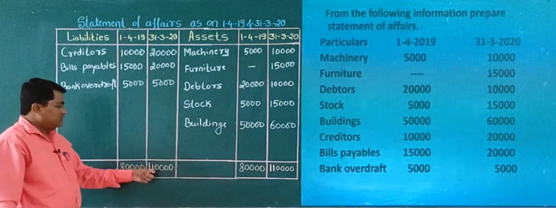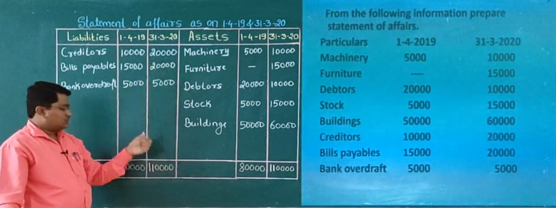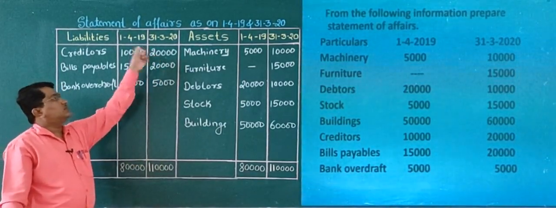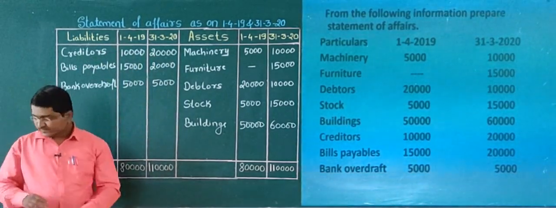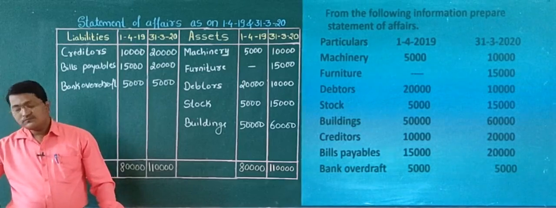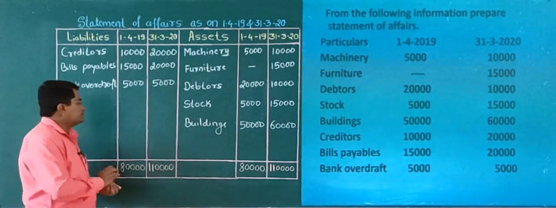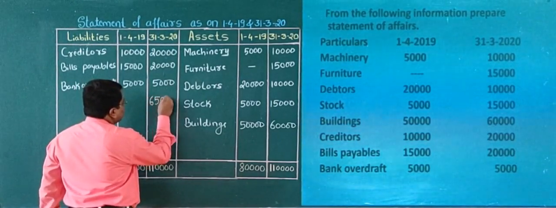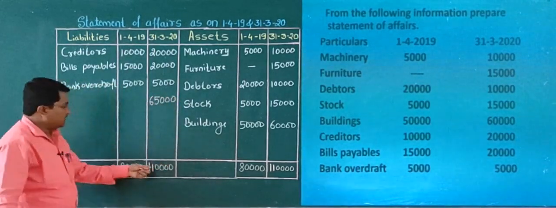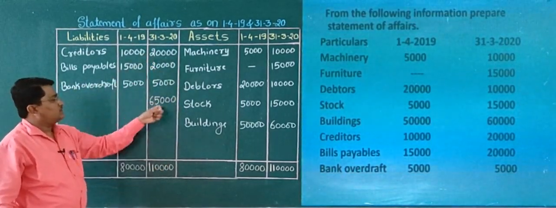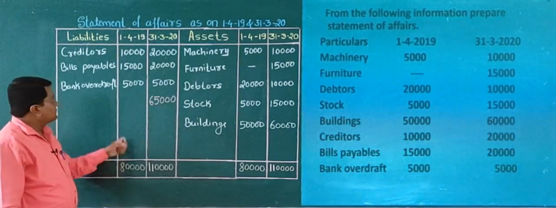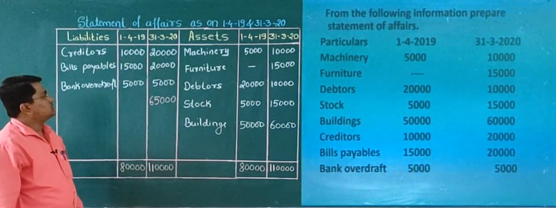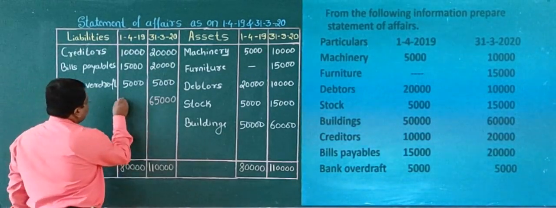Now please deduct the liability amounts from this 1,10,000. 1,10,000 minus 5,000, minus 20,000 and minus 20,000. What is the difference? Please calculate and answer. Yes, very good, it is 65,000. In the same manner, 80,000 minus 5,000, 15,000 and 10,000. What's the answer? Yes, it is 50,000.